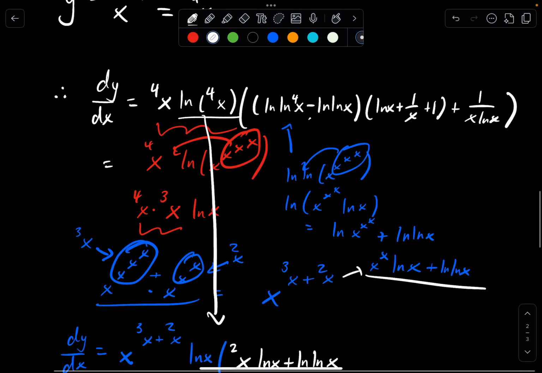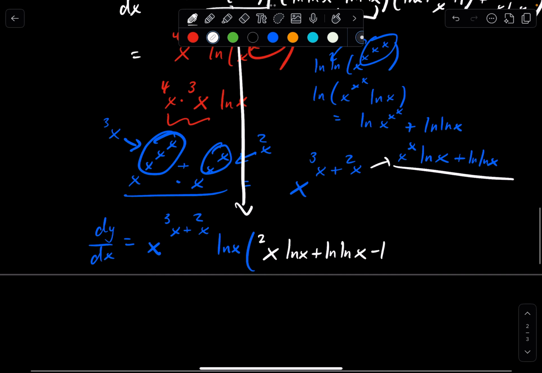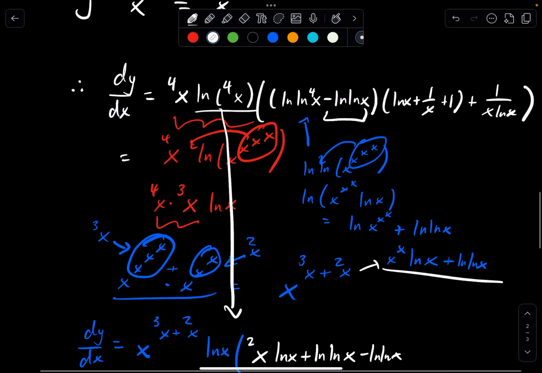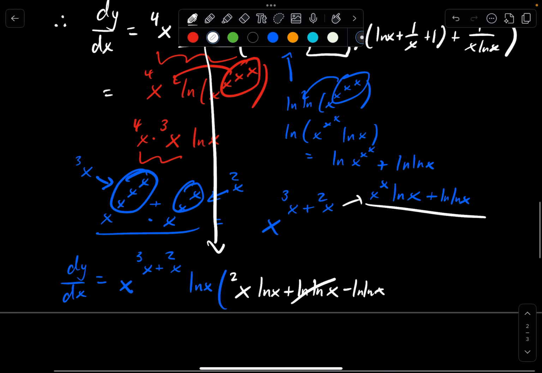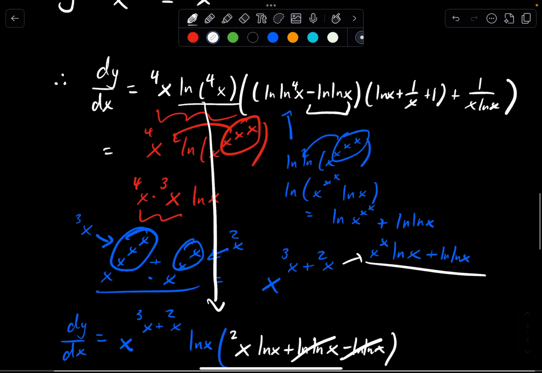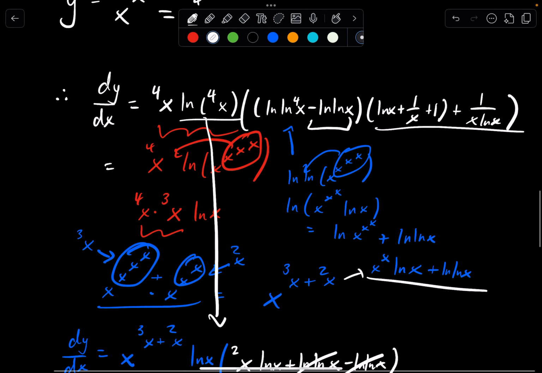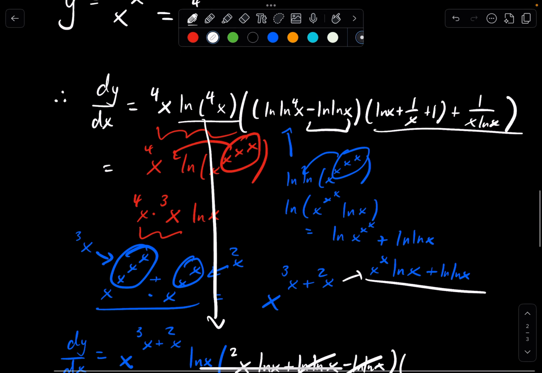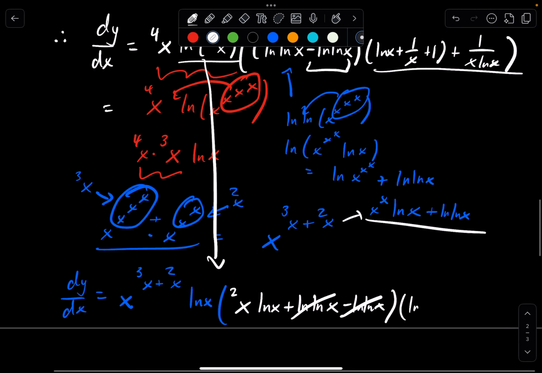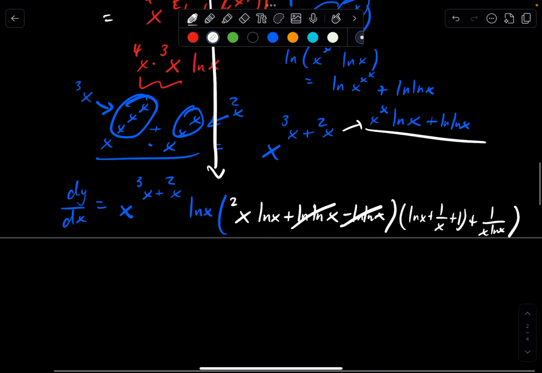So this is addition, it's fine. And then we have minus ln of x. So we see a very handy cancellation here. We see cancel, and we'll simplify further. And then here we just write out whatever else we have. I switched colors, but I'll fix that in a second. ln x plus 1 over x plus 1 over x ln x.